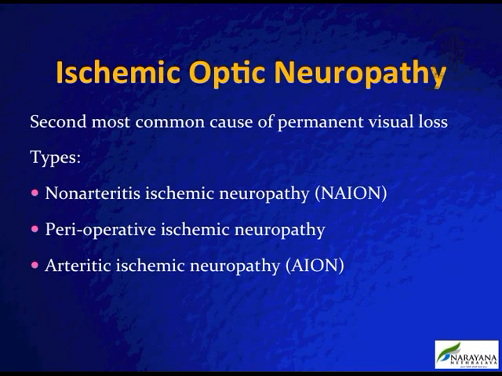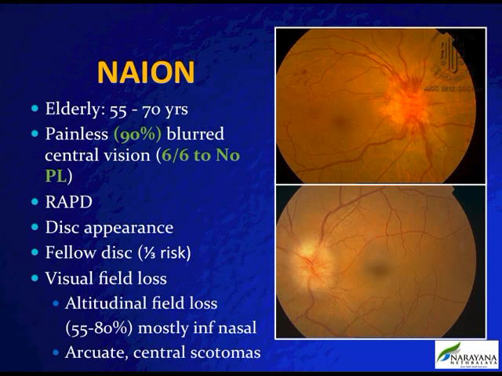So basically moving on to the actual topic, that is ischemic optic neuropathy, the second most common cause of permanent visual loss, and we differentiate them into non-arteritic ischemic optic neuropathy, perioperative, and arteritic. Now let's look at this. This is a patient who had non-arteritic ischemic optic neuropathy. Now this is seen commonly in individuals between 55 to 70 years of age. It's painless, and the patient can have anywhere from blurred vision, central vision from 6/6 to no PL. In case of unilateral cases, definitely there will be a relative afferent pupillary defect.